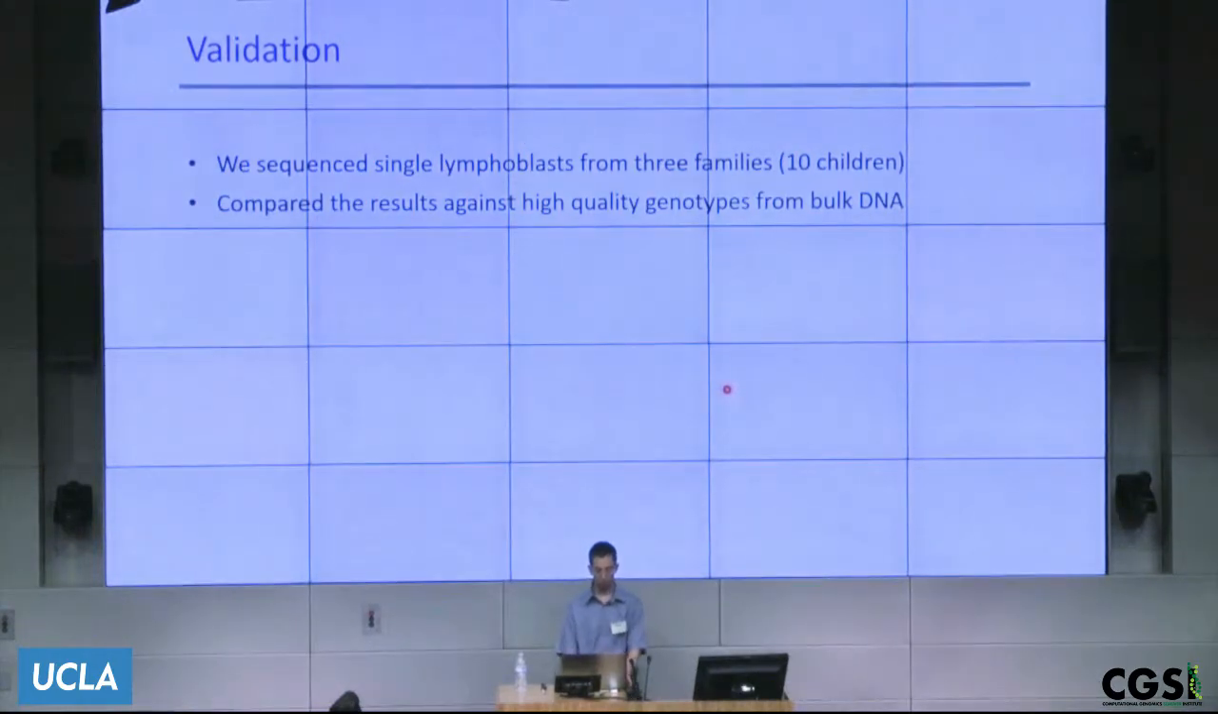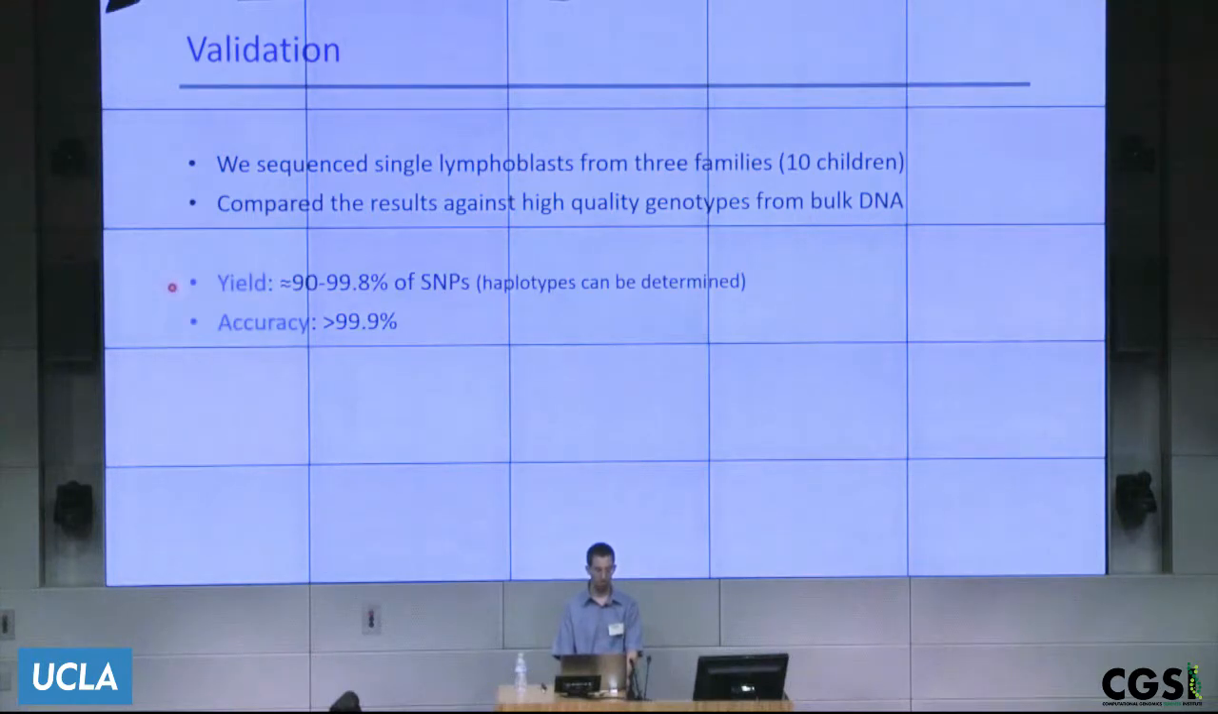So to do more proper validation, we didn't use embryos. Now we're in the process of getting the ethical approval for that. We used living families, and we had 3 families with 10 children overall. From each of the children, we extracted 1 cell for the single cell sequencing. And then to validate the results, we compare them to high quality genotypes that we obtained from bulk DNA, not from a single cell.